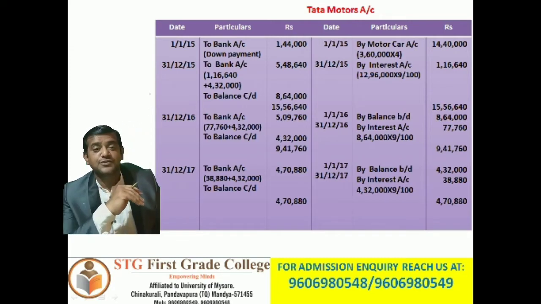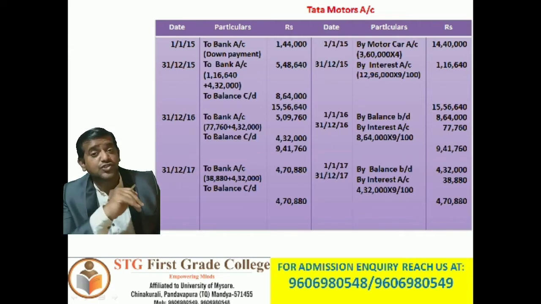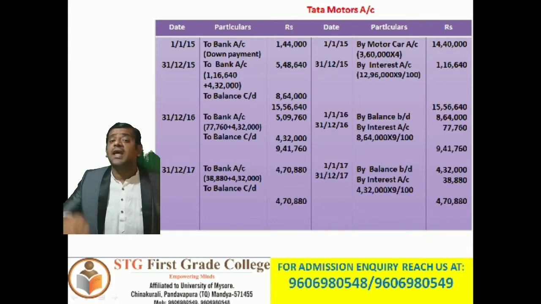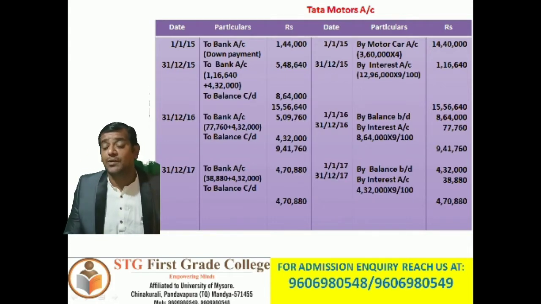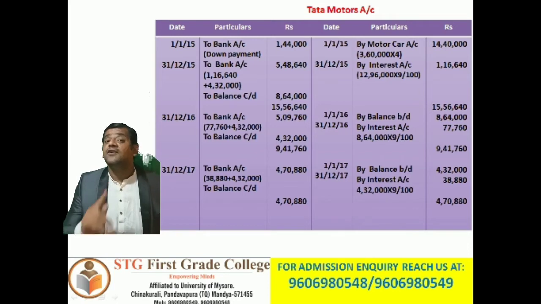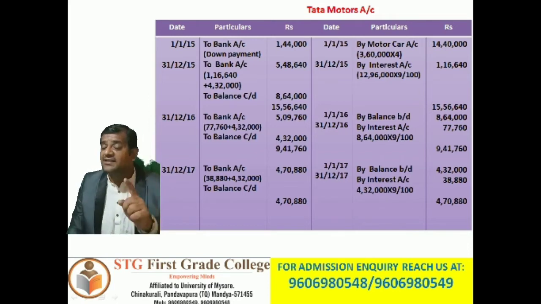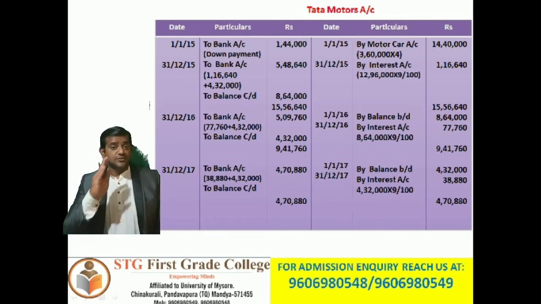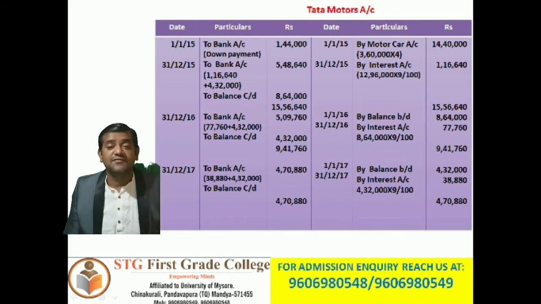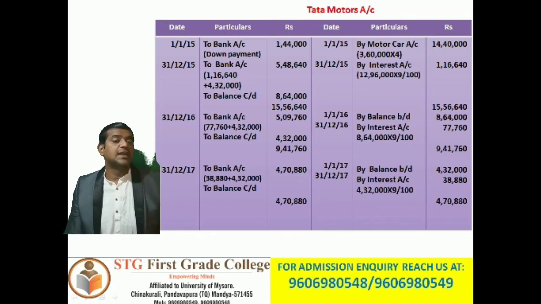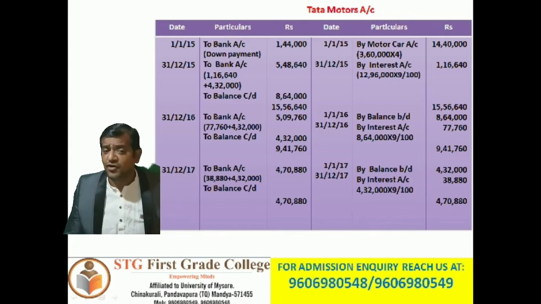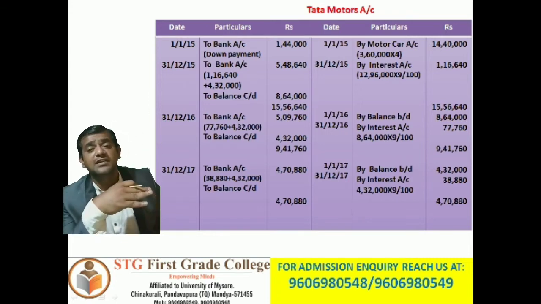On 31st 12 2015, to bank account, open the bracket, what is the interest we are supposed to pay? 1,16,640 plus what is the installment amount actually should be paid? 4,32,000. So now add this 1,16,640 plus 4,32,000. So we are going to get an amount 5,48,640. So to bank account 5,48,640. Clear?